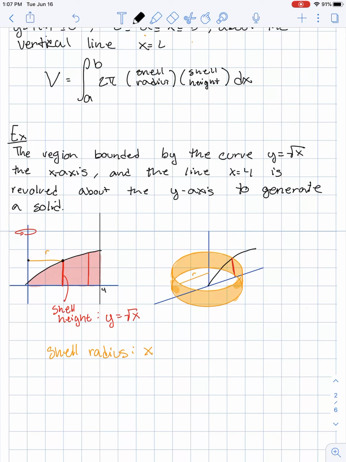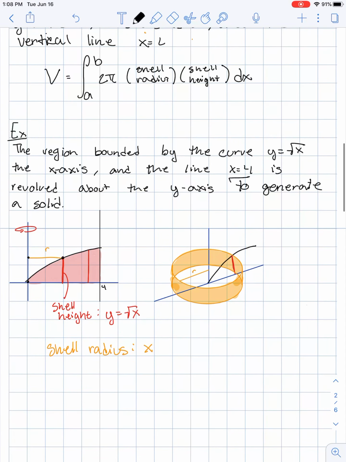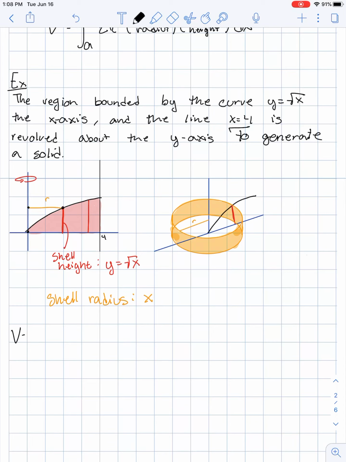I know what my limits of integration are, a and b, just by looking at this. I know I'm going to start at 0 and I'm going to go to x equals 4. I'm also told I'm bounded by it as well right here. So that means that volume is going to equal from 0 to 4, 2 pi. What is my shell radius? It is x. And my shell height is the square root of x dx.